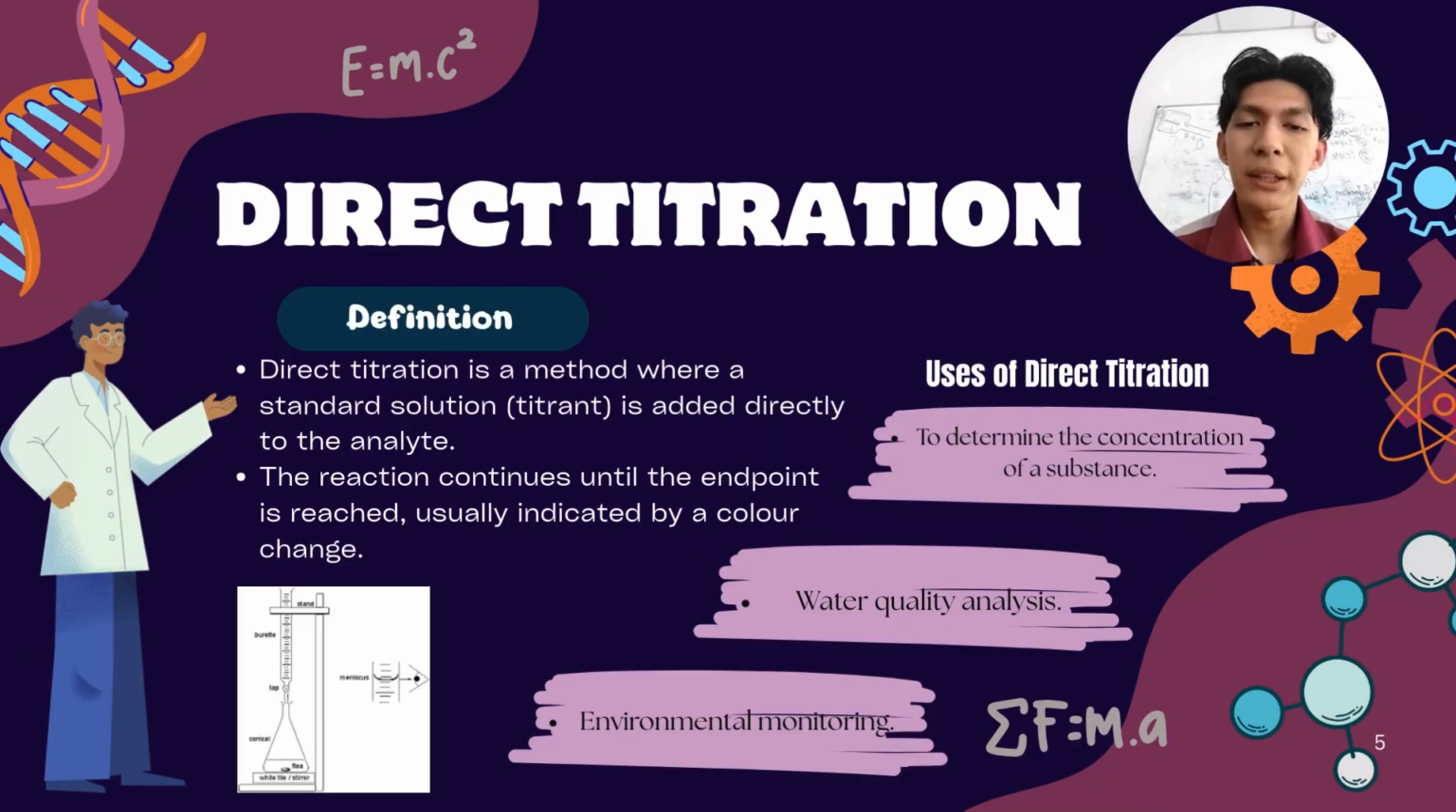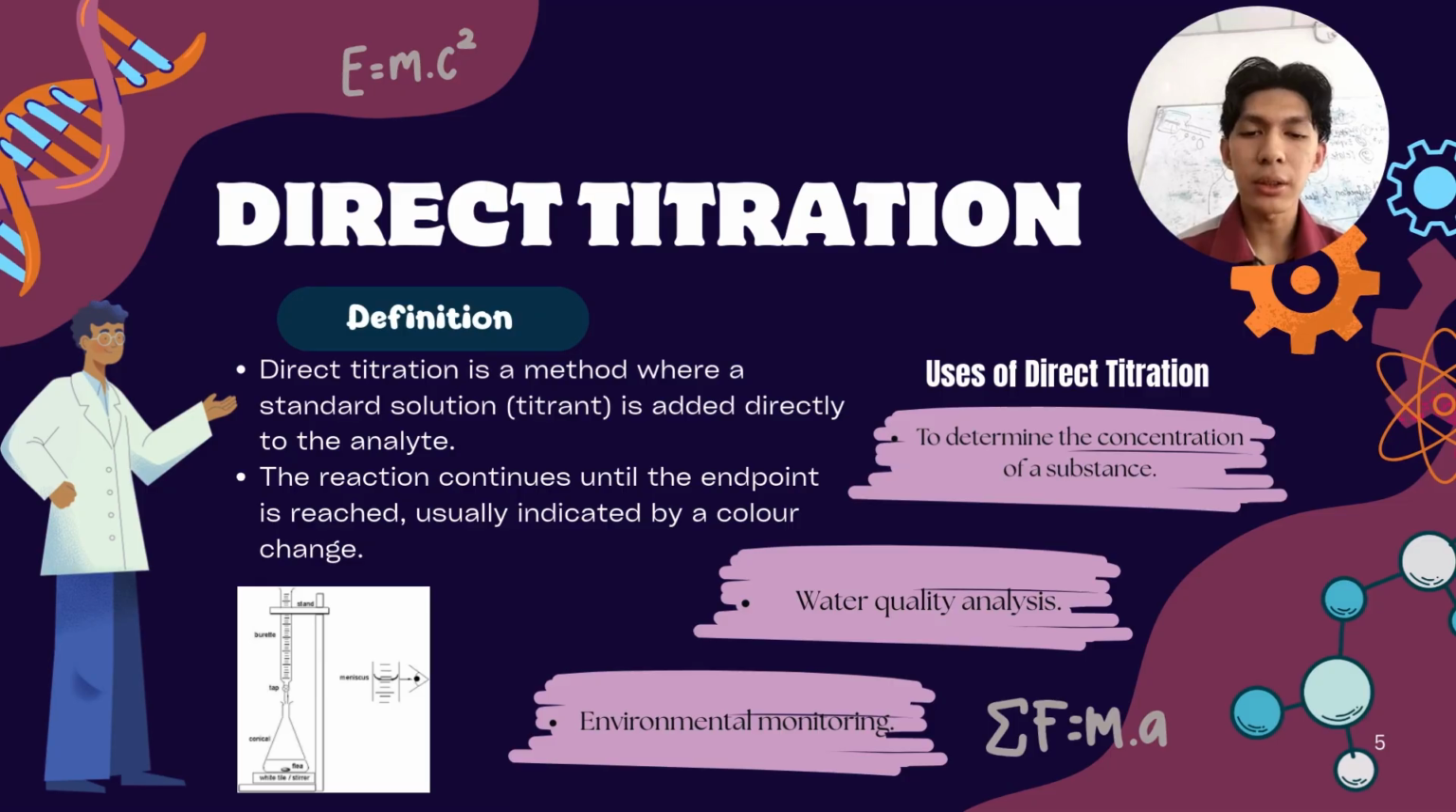On this slide, I will explain direct titration. Direct titration is a quantitative analytical method where a standard solution known as the titrant is added directly to the analyte solution. The titration continues until the endpoint is reached, which is usually indicated by a color change of an indicator. This method is commonly used because it is simple, accurate, and suitable for reactions that occur quickly and completely.